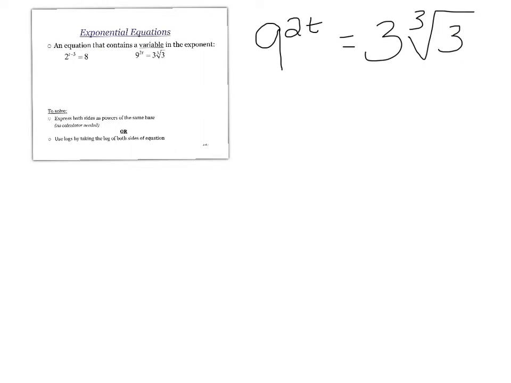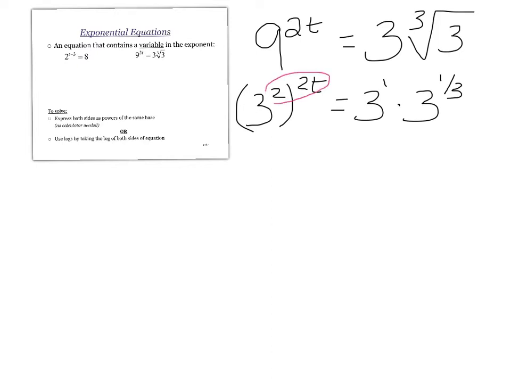Okay, the next equation is 9 to the 2t equals 3 times the cubed root of 3. So we're going to put these both in base 3. 9 is going to become 3 squared, to the 2t. And this is going to be 3 to the first times 3 to the 1/3. Remember that when you're raising to a power, you're going to multiply. So this becomes 3 to the 4t. And when you're multiplying, you're going to add those powers. So 1 is really just 3/3. So this becomes 3 to the 4/3.